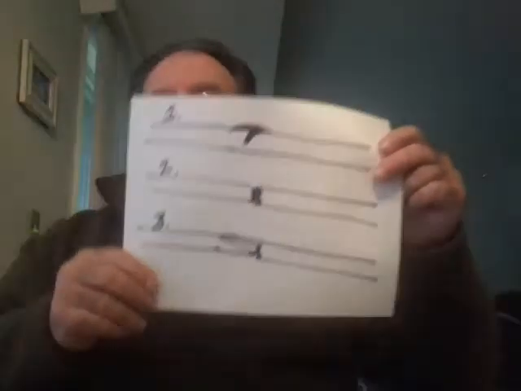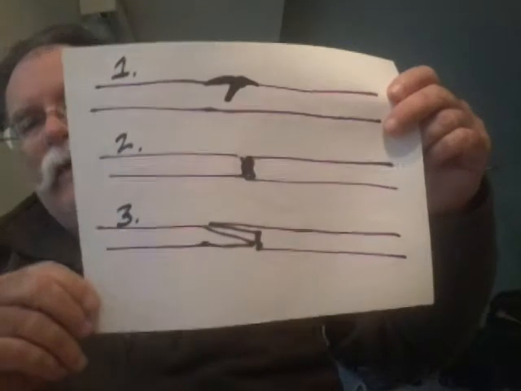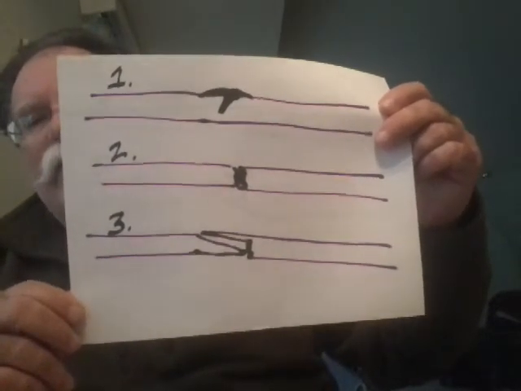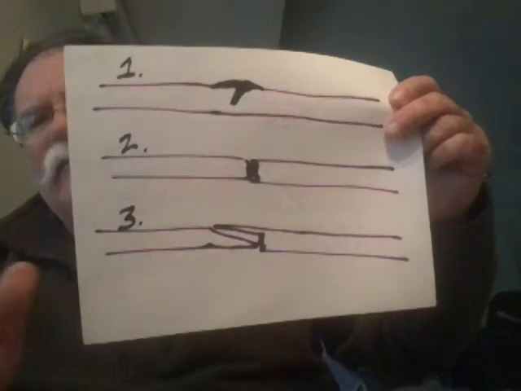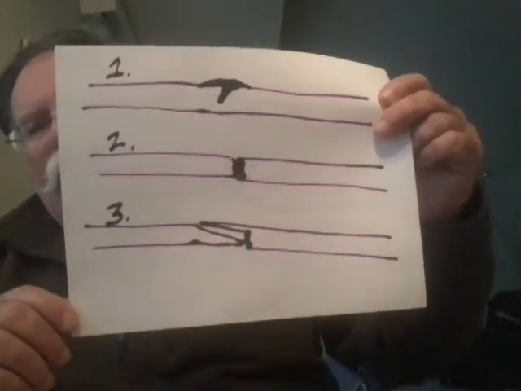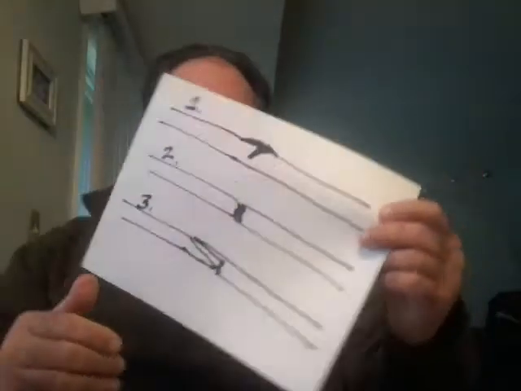All right, so number 1 is your periosteal crimping. Number 2 is your simple fracture, and the lines aren't always straight across. They're jagged. And then you have your spiral or your oblique fracture.